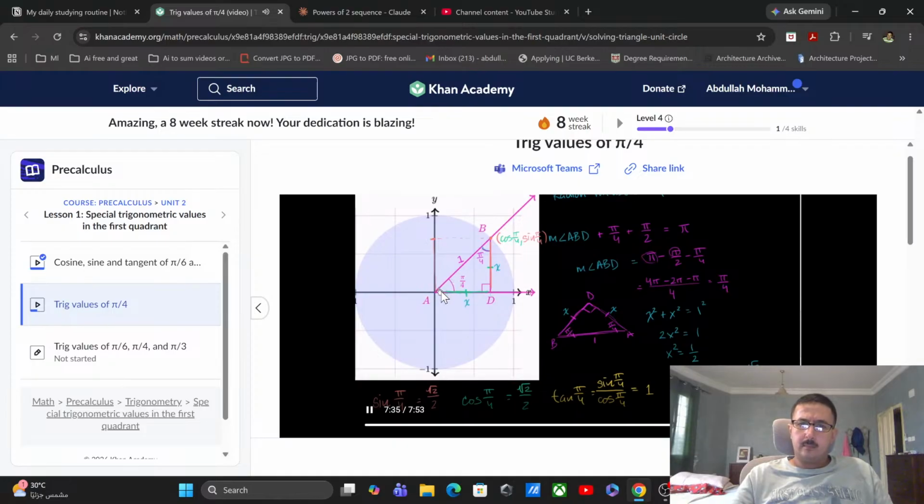And that also makes sense because remember, the tangent of this angle is the slope of this line. And we see the slope: for every x we move in the horizontal direction, we move x up. So our change in y over change in x is essentially x over x, which is equal to 1.